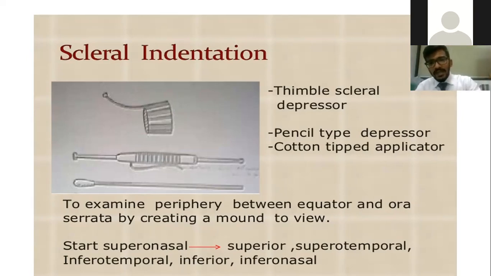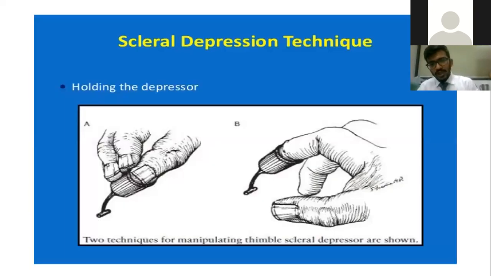And second is a pencil type depressor, which you can also use. So how you hold it, generally I use it on the index finger, and with the thumb I hold the lens. On the other hand, I hold the lens with the index finger and I indent with the other hand. The thumb I use to retract the lower lid of the other eye.